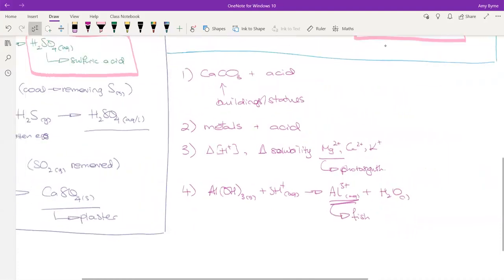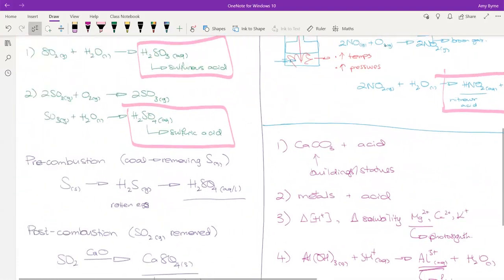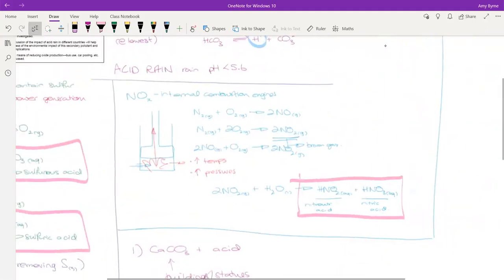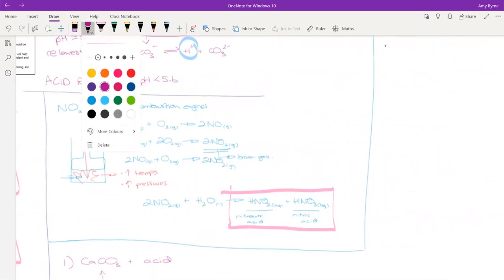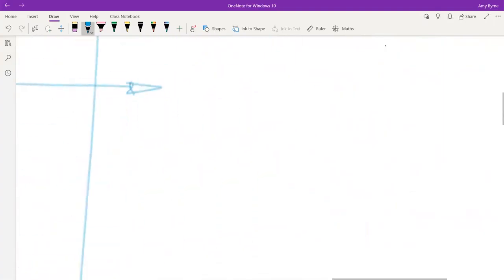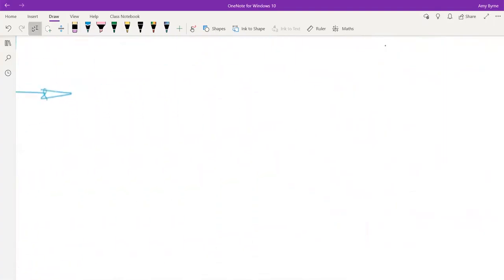So we've talked a bit about how we can manage this. So pre-combustion and post-combustion with sulfur. Oh, sorry, I missed it with my NOxes. What can we do to manage NOxes? Two main things. So we can use what's called a catalytic converter. In a catalytic converter, what we have is catalytic converters are used to manage actually two problems at once.